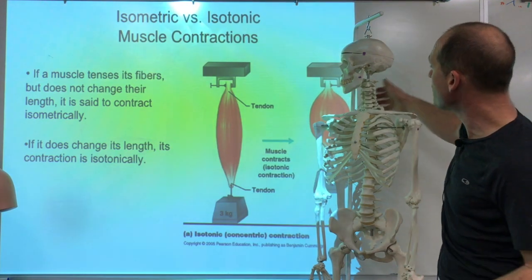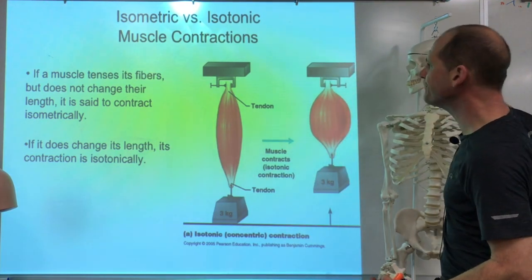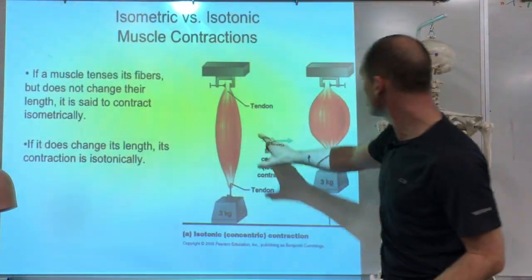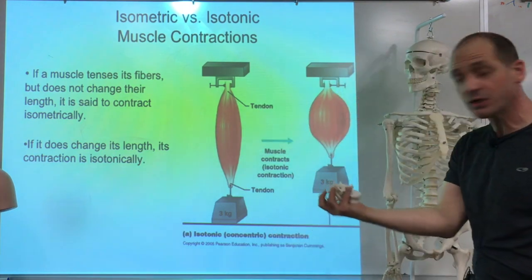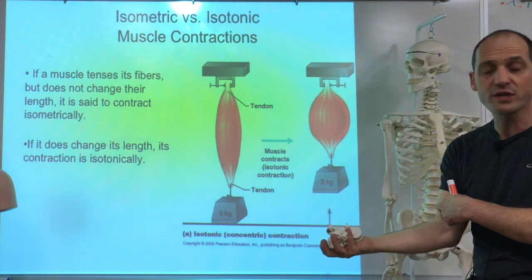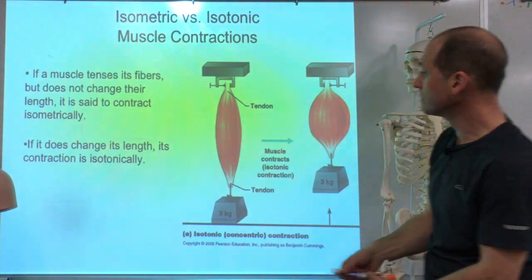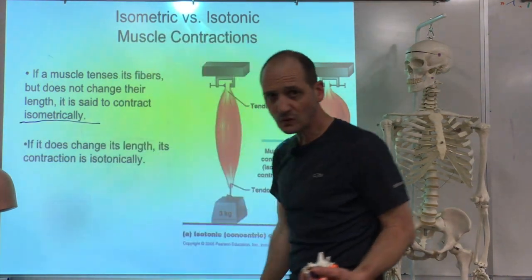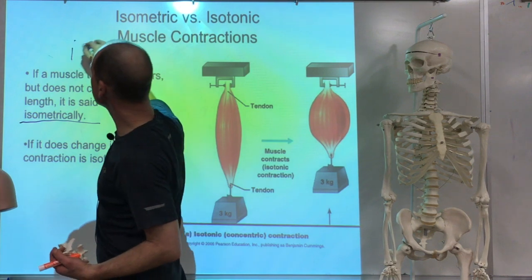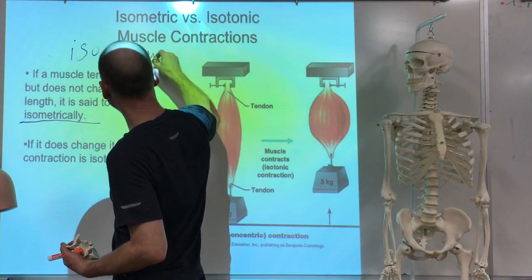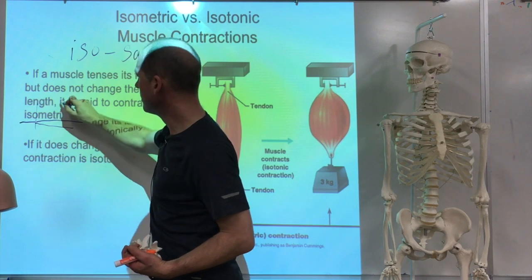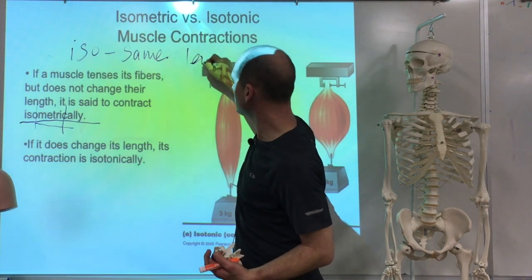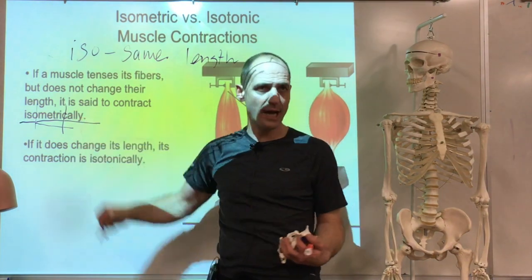When a muscle just holds a weight and doesn't shorten, it's known as an isometric contraction. Isometric contraction, I remember that iso means same. Metric is a meter, that's a length measure. So the same length is an isometric contraction.